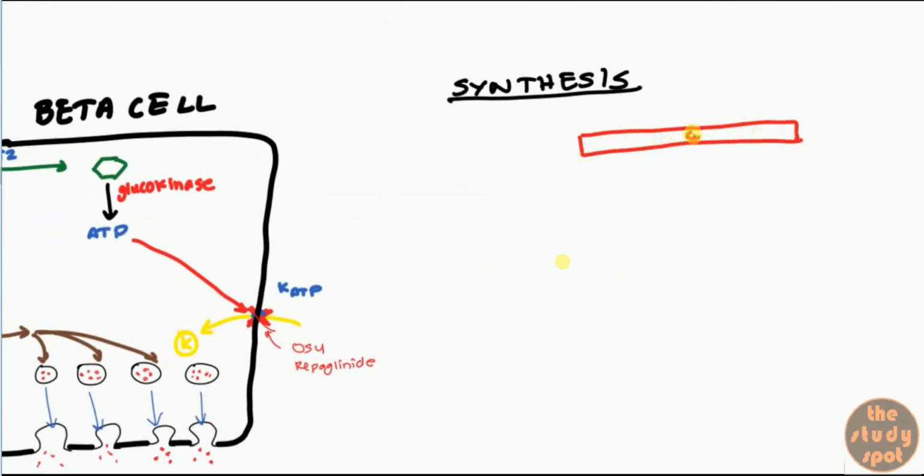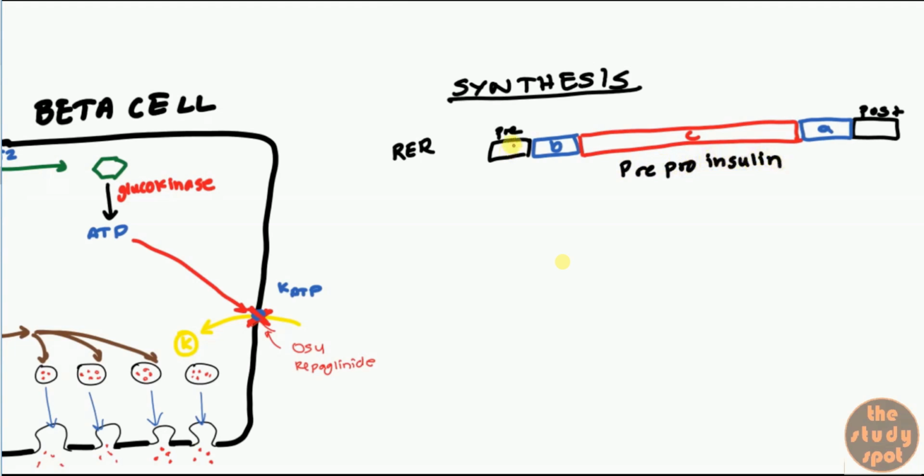We have a central protein known as C, and then it's flanked on both sides by A protein and B protein. Now these are further flanked by a pre and a post kind of protein section. And so this is the exact product that is produced when it comes out of the rough endoplasmic reticulum. And in this stage, this is known as the pre-proinsulin.